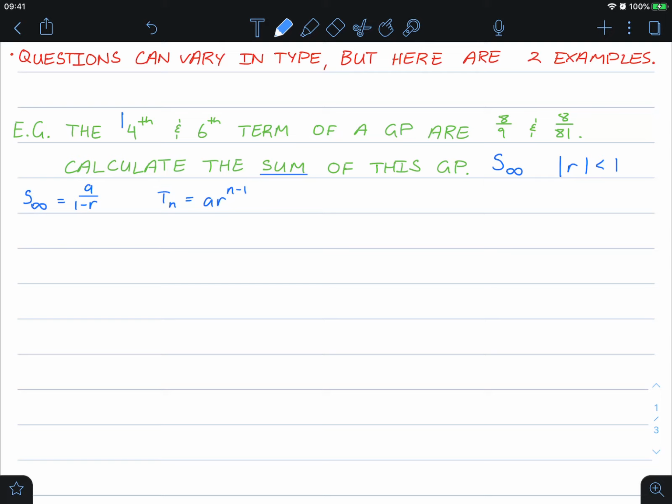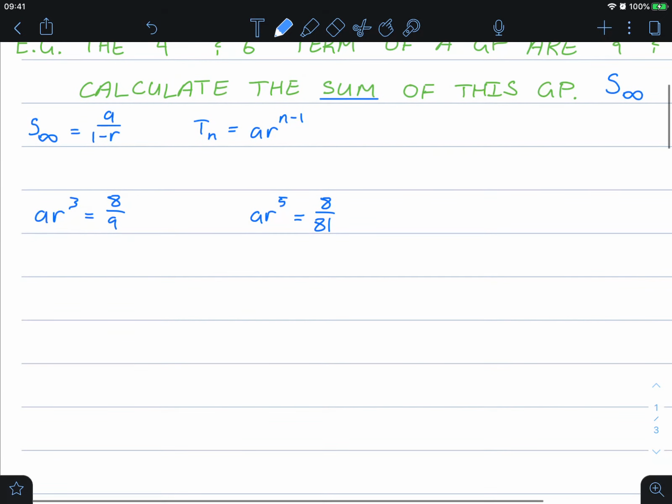Applying the information that we have, the fourth term is 8 over 9. So T4 is going to be a times r to the power of 4 take away 1, which is 3, equals 8 over 9. The sixth term is going to be a times r to the power of 6 take away 1, which is 5. It's equal to 8 over 81. Simultaneously solving these, the only way we can do it is by substitution.